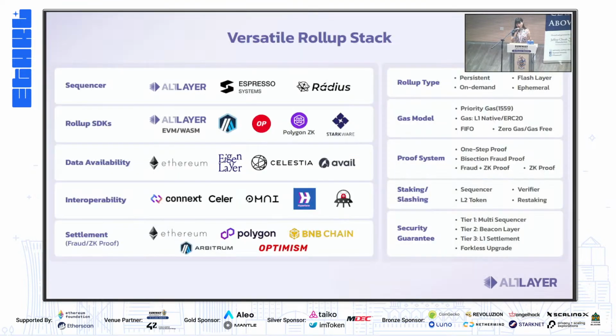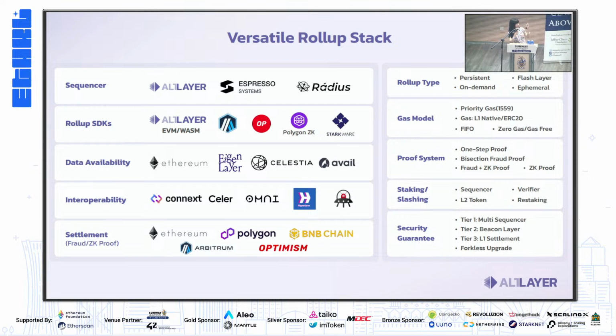So these are all the components you can basically customize for your own chain. For instance, you can choose what sequencer network you want to use, what rollup stack you want to use. As everyone knows, OP Stack, Arbitrum Orbit, Polygon CDK, and Starknet. All these rollup stacks are pretty normal nowadays. So you can freely choose whichever rollup stack you want to use for your own rollup.